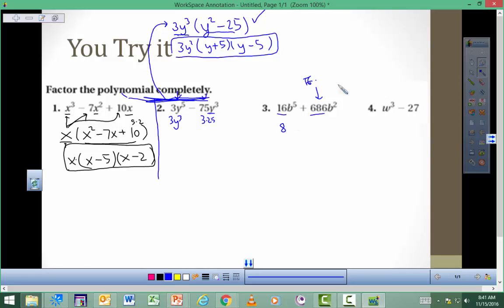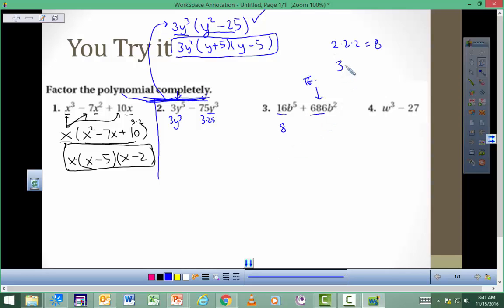And I know 8 is a perfect cube, right? 2 times 2 times 2 is equal to 8, right? My guess is that I might have an 8 left when I'm done. I'm just guessing. So if I divide this by 2, 686 divided by 2, well, that's 343.